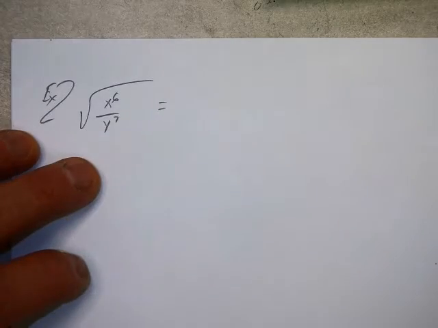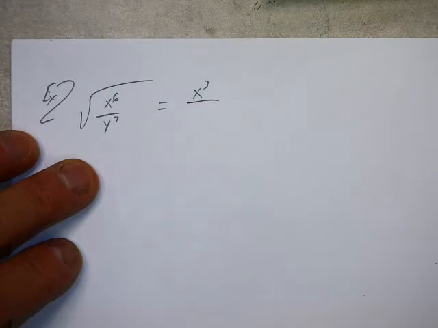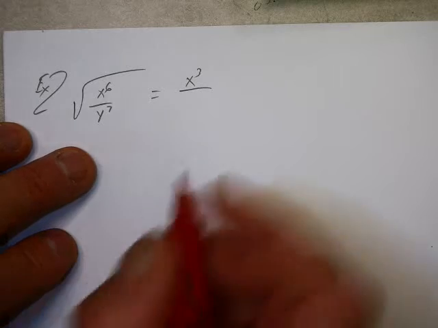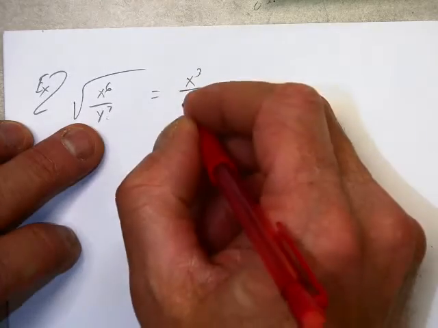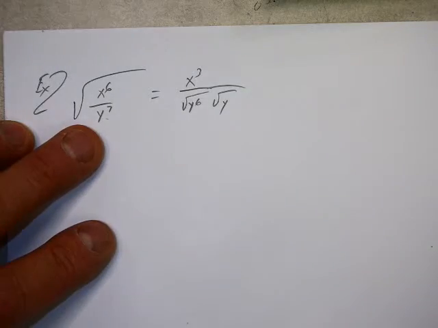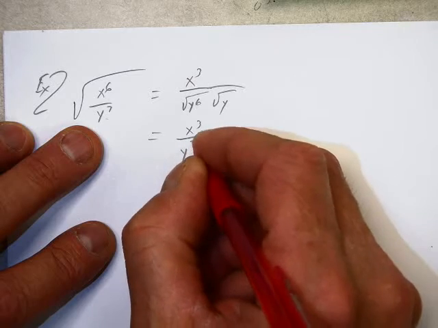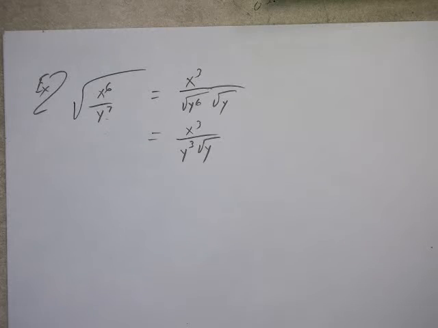Let's simplify the top. What's square root of x to the 6th? x to the 3rd. We know that. Now, y to the 7th. If we square root that, we have some that get out, some that stick inside. What's going to get out? y to the 3rd. And left inside is going to be a y. Okay? So now, I have x to the 3rd over y to the 3rd square root of y. So all I did was simplify. I just used the skill from the last problem to do this. We're not done though.